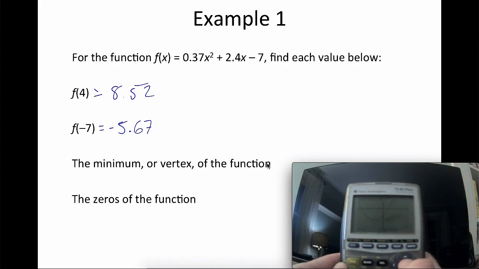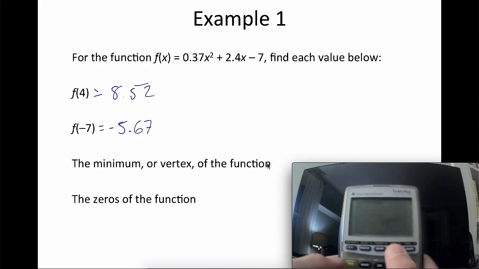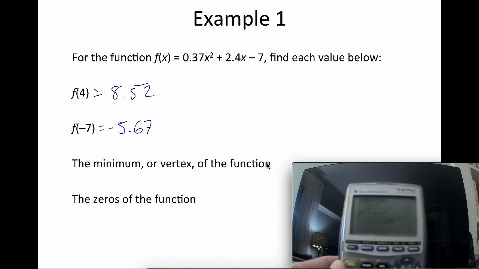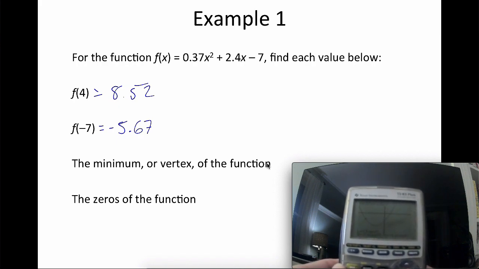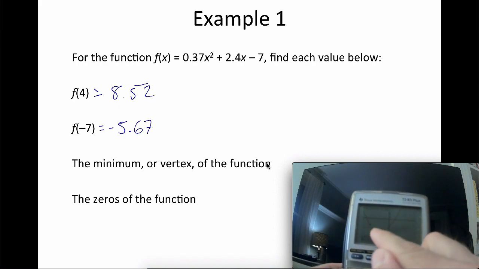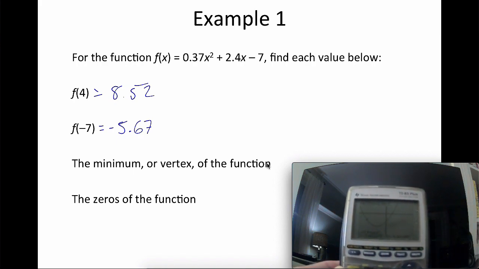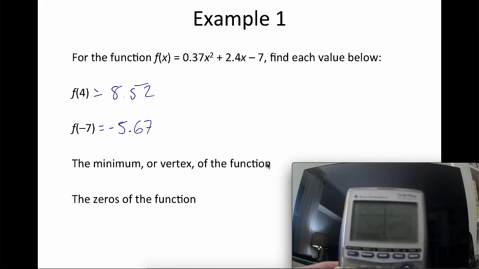Now it asks us to find the minimum, and we've done this in the past, but let's just review again. So to find the minimum, we'll do second trace, and then we'll choose option number 3, hit enter, and then make sure the left bound is a little bit to the left of it. Our minimum is right about there, so our left bound, that's blinking right there, that's good enough. We'll press enter. Then we're going to move our right bound so that it's to the right of that minimum, and hit enter, and put your guess kind of close to it, and hit enter, and there's our coordinate.